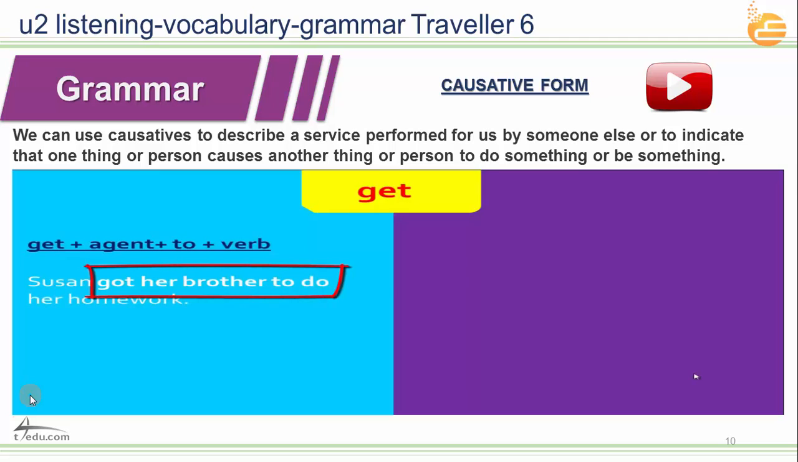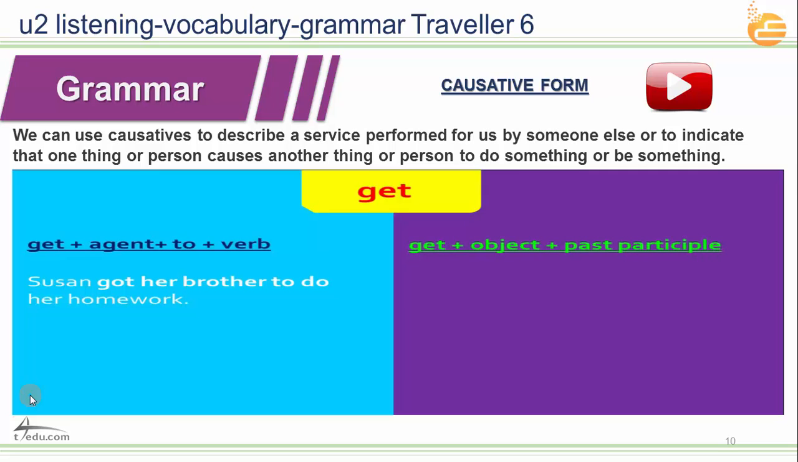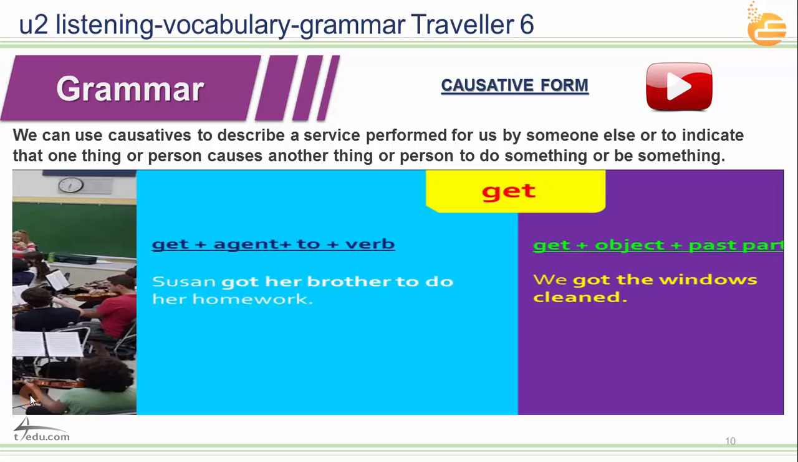Got, agent, which is her brother, to, and the verb, which is do. If you don't know the agent, the structure is get plus object plus past participle. So it is exactly the same as have. We got the windows cleaned. So beautiful. That was about causatives.